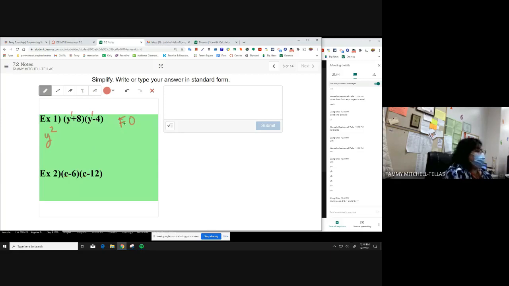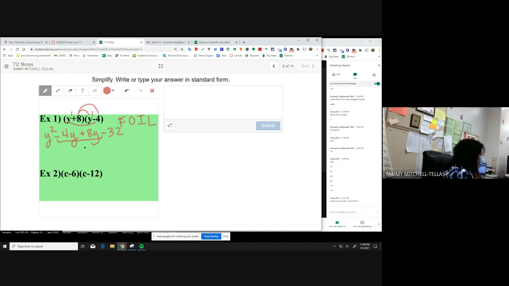O stands for outside, so I'm going to multiply y times -4. So that's -4y. I stands for inside, so I'm going to multiply +8 times y. So plus 8y. And L stands for last. I'm going to multiply 8 times -4, which is -32. And then these two in the middle very often are like terms and can be added together.